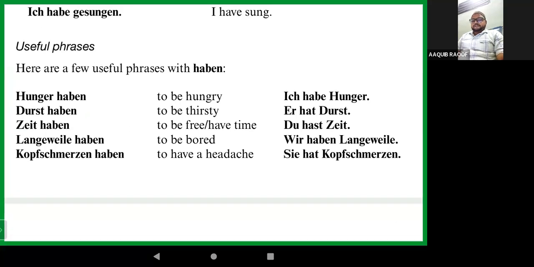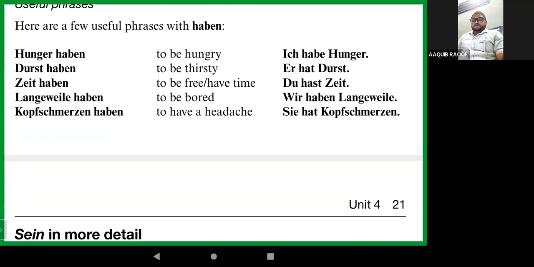Now there are some useful phrases. Here are a few useful phrases with haben. Hunger haben, to be hungry. For example, ich habe Hunger. Durst haben, to be thirsty. Er hat Durst. He is thirsty. Zeit haben, to have time. Du hast Zeit. You have time. Langeweile haben, to be bored. Ich habe Langeweile. I am bored. Wir haben Langeweile. We are bored.